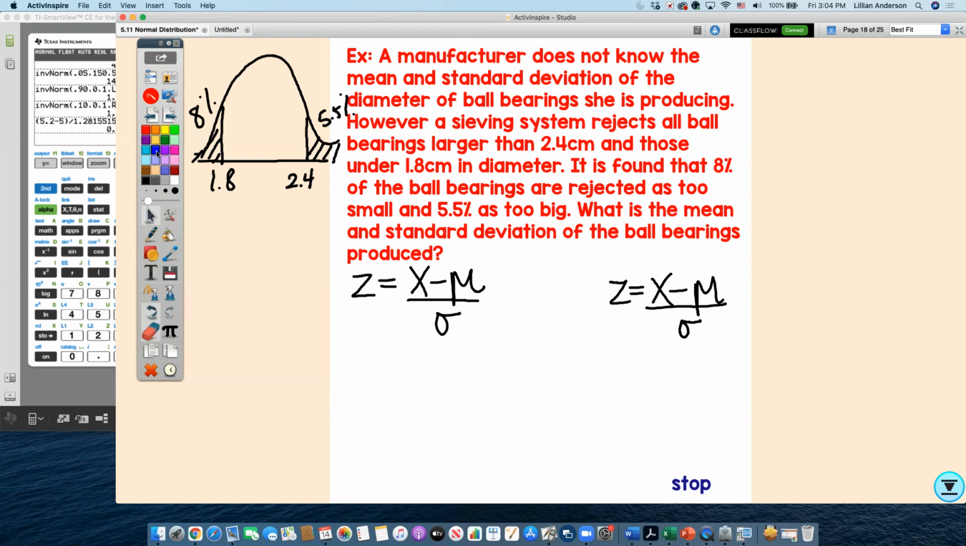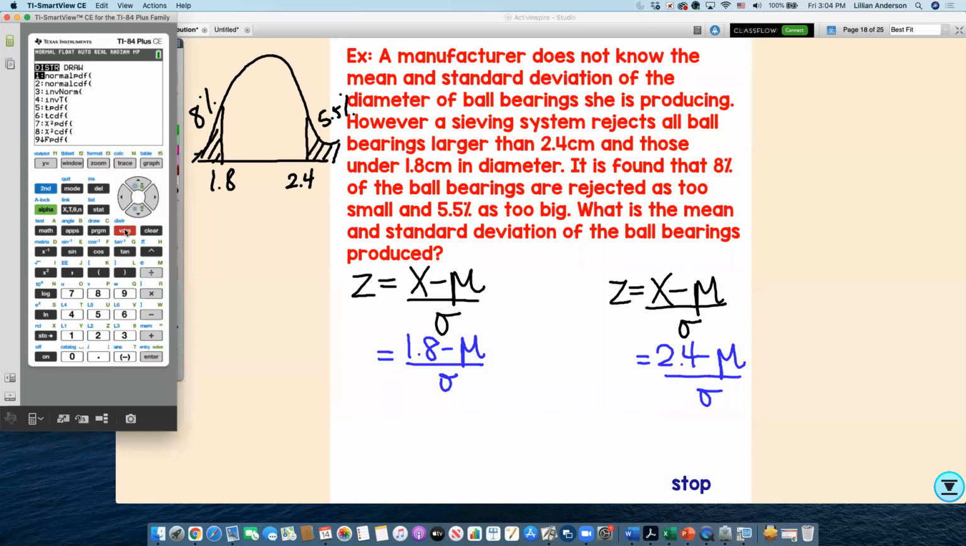Okay, so I'll say that again. I'll create one equation when X is 1.8 and a second equation when X is 2.4. The last piece I'm missing before I can actually start algebraically solving for my mean and my standard deviation is my Z-score for each. Remember, we find Z-scores by using inverse norm. So I go 2nd Vars, option 3. Now I need probability. Let's do 1.8 first.